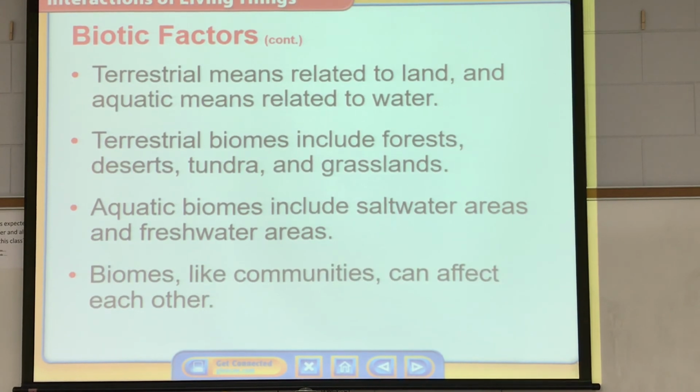Biomes, like communities, can affect each other. We're going to talk about that a little bit more as we go through these lessons, especially when we start talking about food chains and food webs and how these species work together.